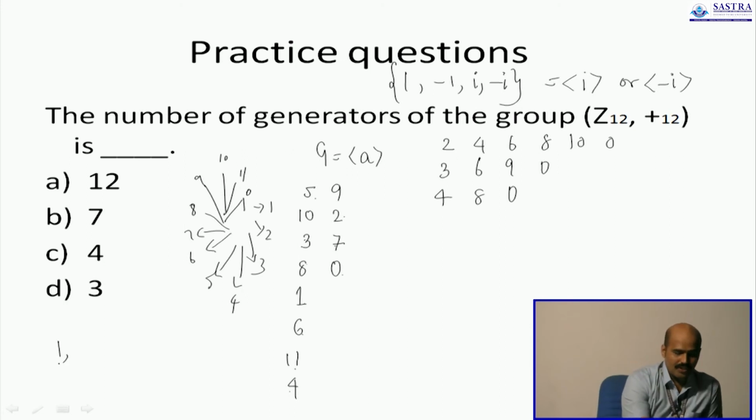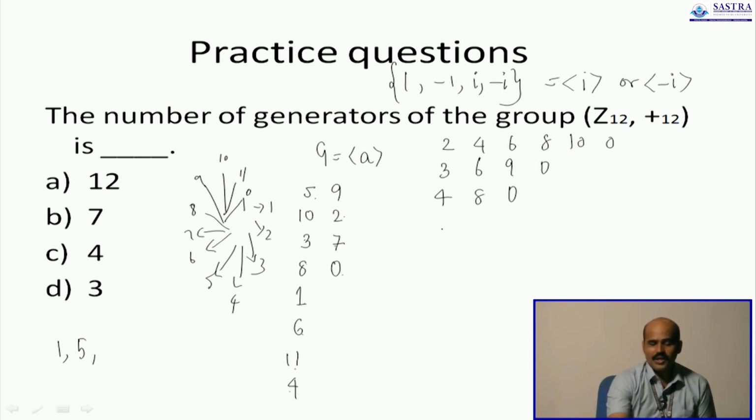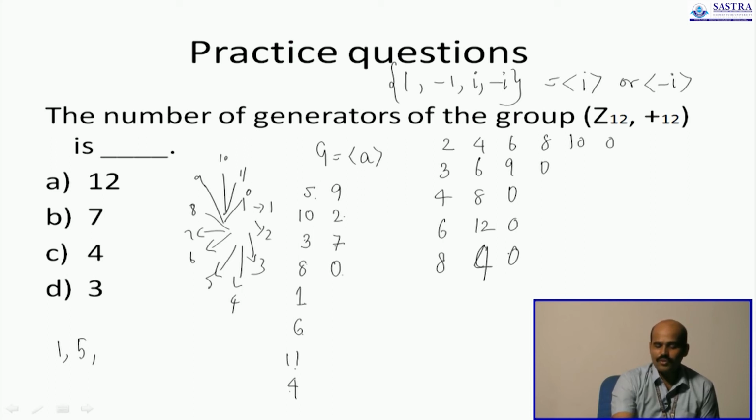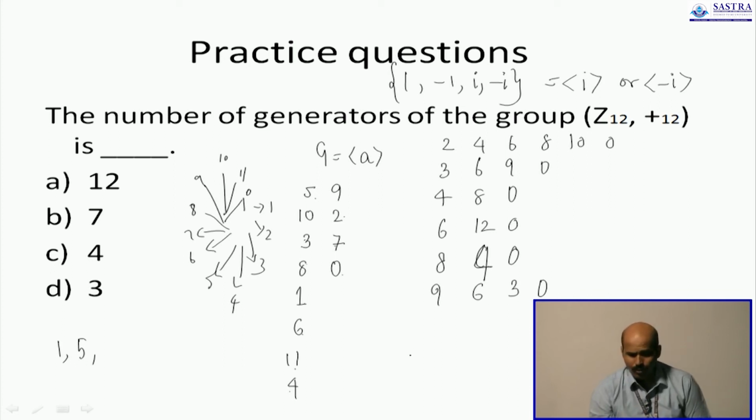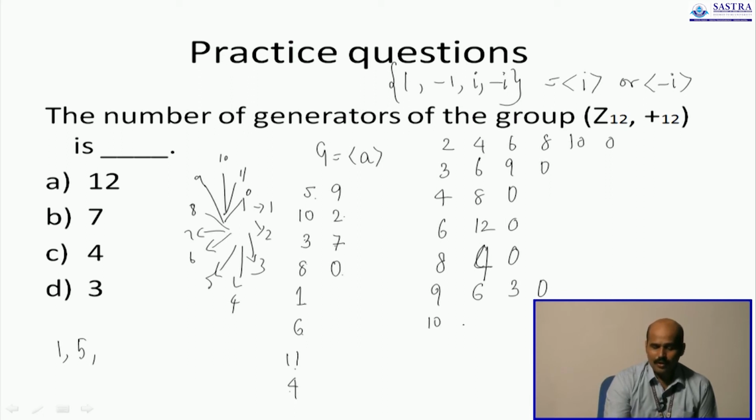So 5 is a generator, 1 is a generator. 6 can't generate because 6 is 6 and 12 and 0. 8 can't generate, because 8 is 8, 8 and 8 is 16 which is 4, 8 and 8 and 8 is 24 which is 0. 9 can't generate, because 9 is 9, 18, 18 which is 6, 27 which is 3 and 36 which is 0. 10 can't generate, because 10 is 10, 10 power 2 is 20 which is 8, 10 power 3 is 30 which is 6, 10 power 4 is 40 which is 4, 10 power 5 is 50 which is 2 and 10 power 6 is 60 which is 0.